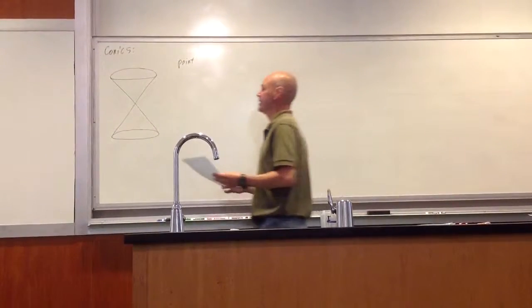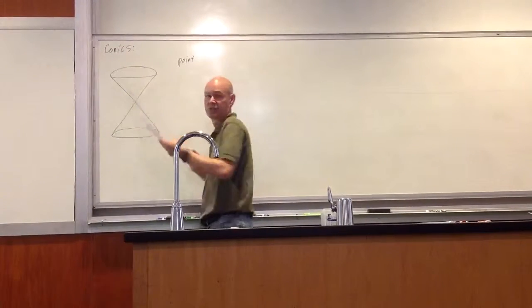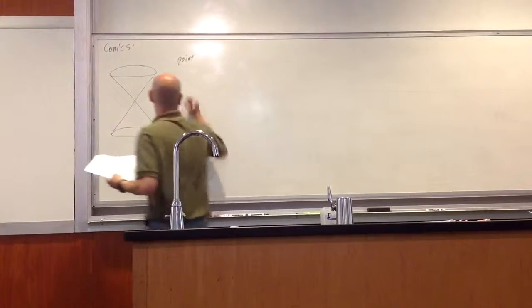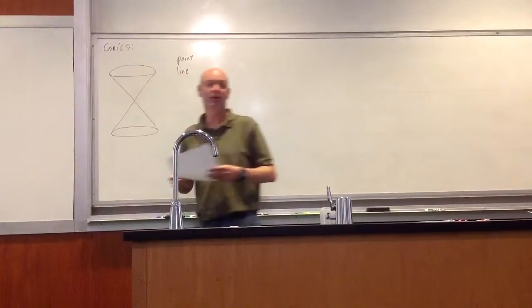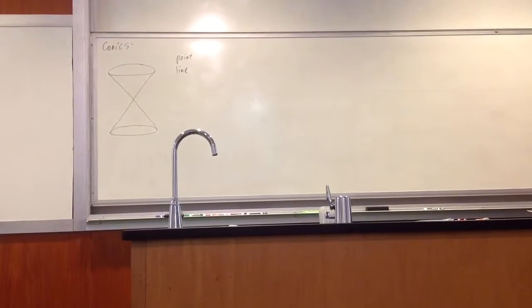Let's say I cut it right along the edge. What's the intersection going to be? It's going to be a straight line. We've analyzed the line before. Slope intercept form, blah, blah, blah, right?